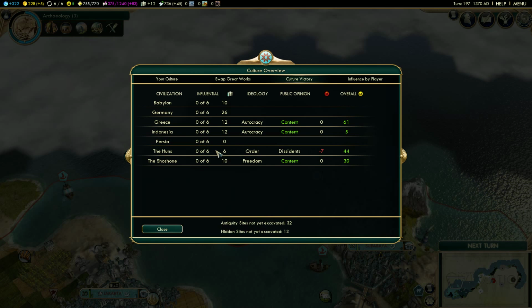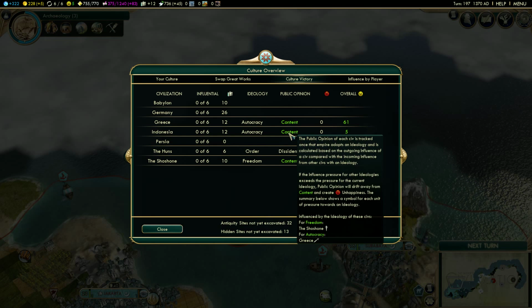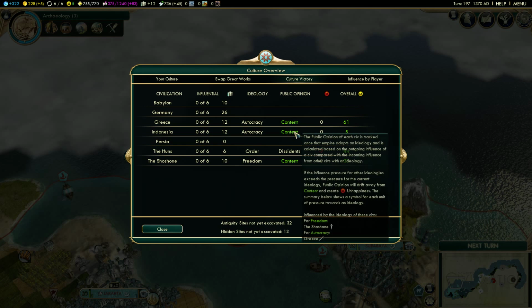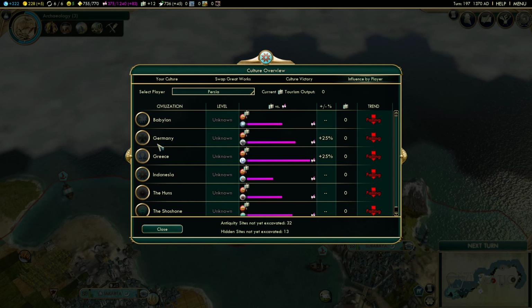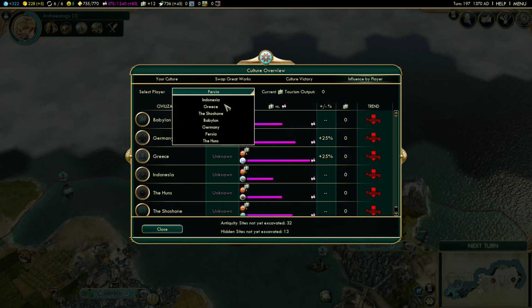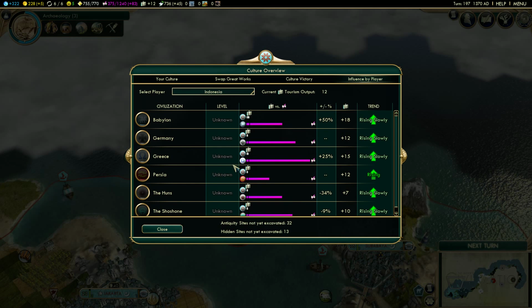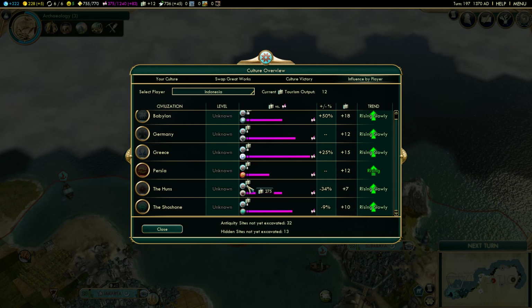So this can cascade, often it cascades in the direction of order, because many civilizations prefer to go order, but it can be going either way, and you can enforce it yourself. So very important to remember, the amount of ideological pressure is determined by the difference of your influence on them versus their influence on you. So both tourism and culture are going to be very important.